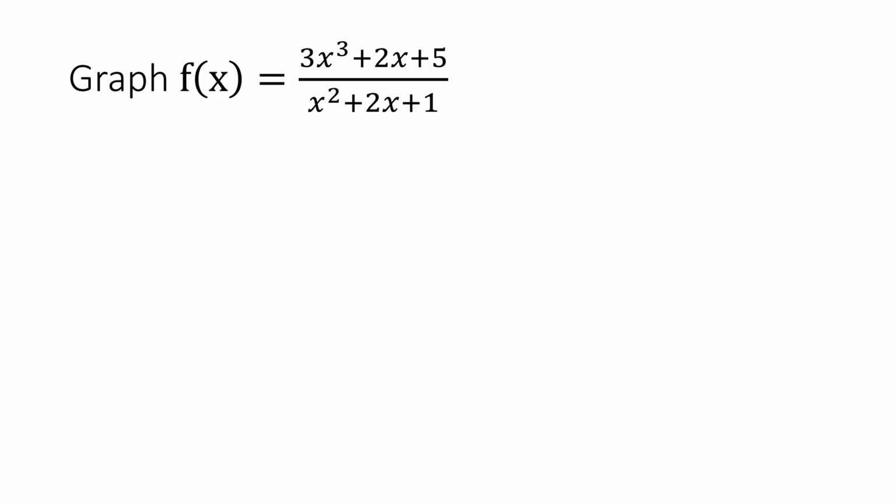Let's do some curve sketching. The first problem is to graph f of x equals 3x squared plus 2x plus 5 all over x squared plus 2x plus 1. The first step is just to simplify the rational expression, and we get this. Then we look for the domain. The domain would be minus infinity to negative 1 and negative 1 to infinity, because the denominator can't be 0.